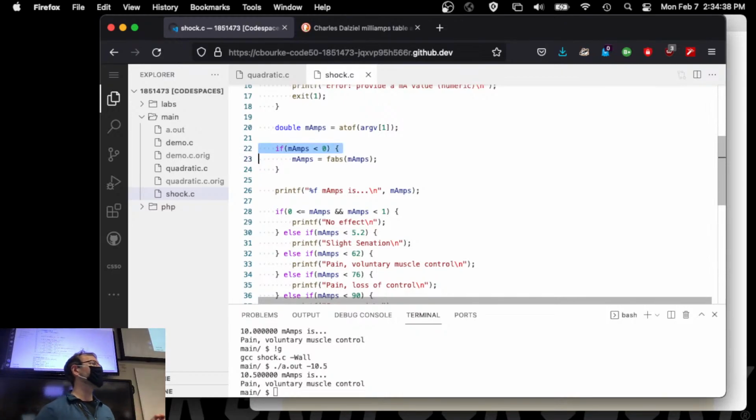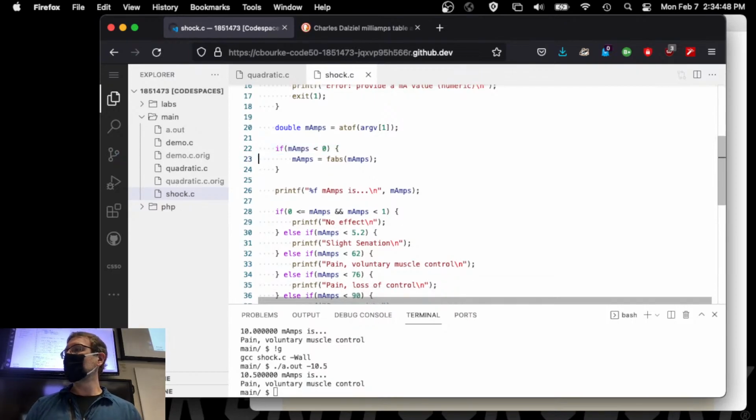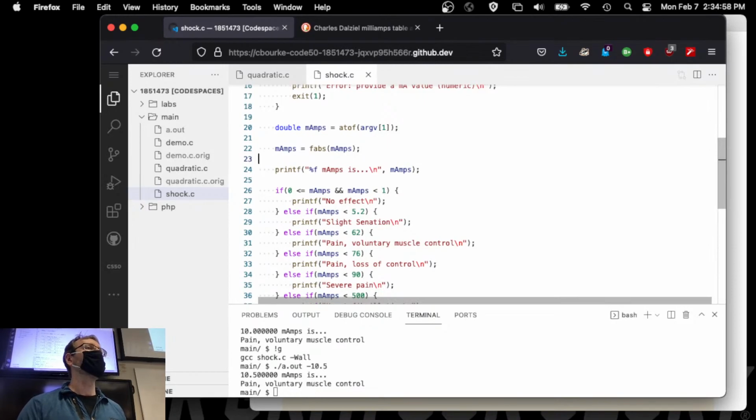Then what happens to a positive? Oh, okay, so you could do something like that, right? You could say m amps is equal to m amps times -1, because we know that it's negative, right? But do I even need to check? What if you take the absolute value of a positive number? Does it change it? Nope. 0? Change it? Nope. So I could eliminate that condition altogether. I could even eliminate a line and simply take the fabs all in one line.